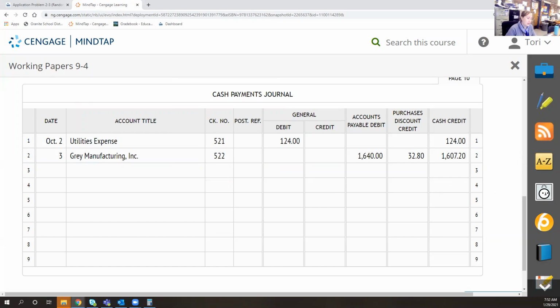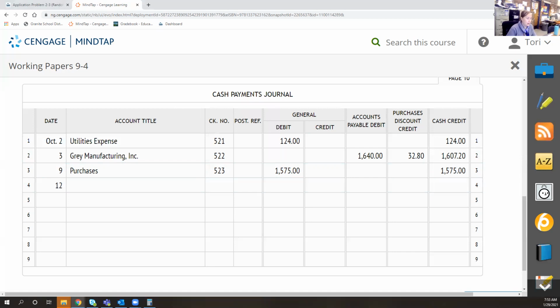All right, the next one. We wrote a check to LP Manufacturing for merchandise with a listed price. Well, this one, if it's not on an account and we just purchased merchandise, then we're just going to put purchases because it's not on an account. We put in the check number. This one didn't say anything about a discount, so we're just going to put $15.75, and we credit cash for the same amount.